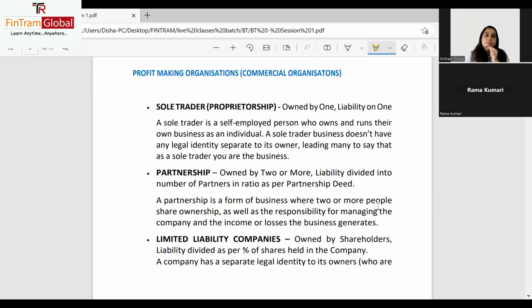So first, let's see our commercial organization, also known as your profit making organization. One by one we'll see. First one, of course, is a sole trader, which is also known as proprietorship. Who exactly is a sole trader? A sole trader is someone who owns the business, and the liability at the end of the day is going to be on him. So that's why it's written here, owned by one and liability on one.